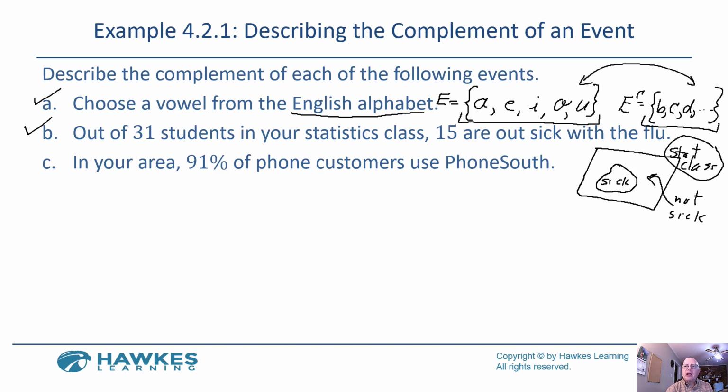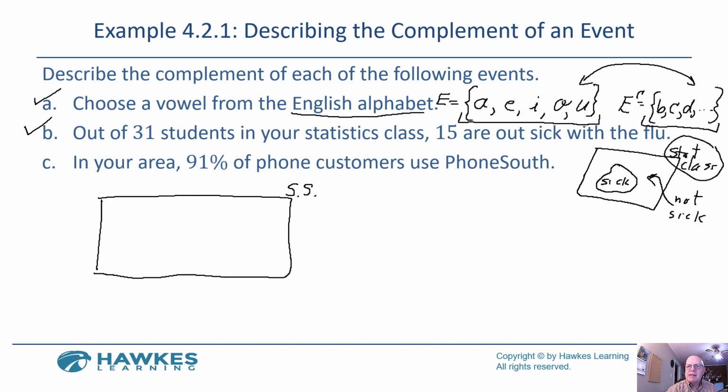Next. C. In your area, 91% of the phone customers use Phone South. That sounds a bit like Bell South, doesn't it? But anyway. So, here are the phone customers. Sample space equals phone customers. Shorten that. Some of them use Phone South.